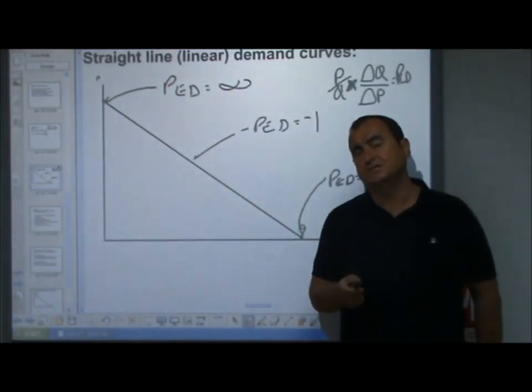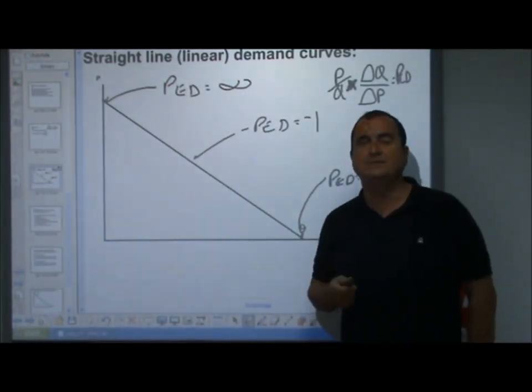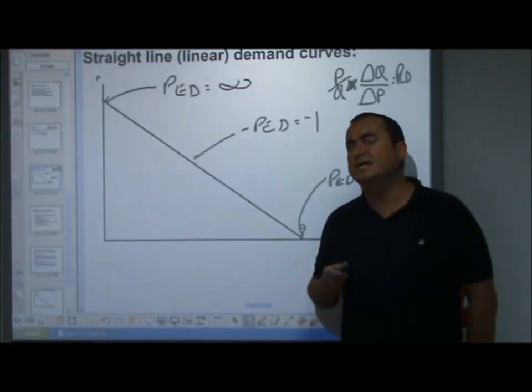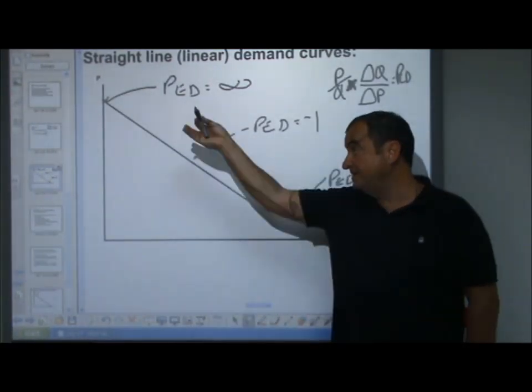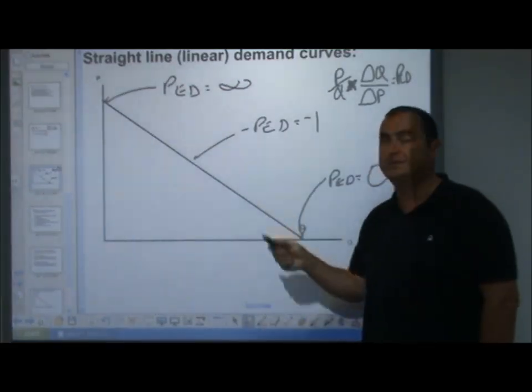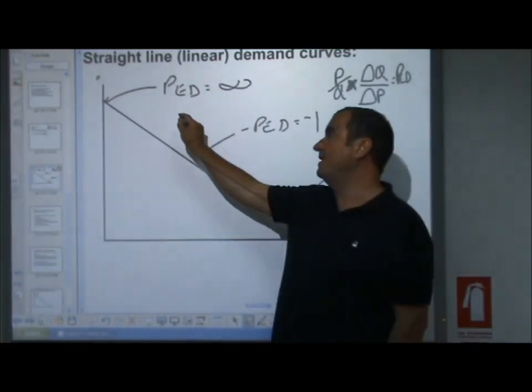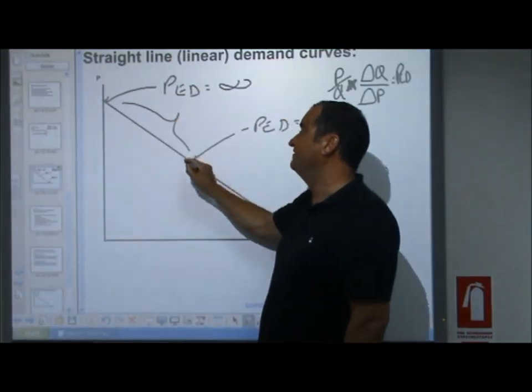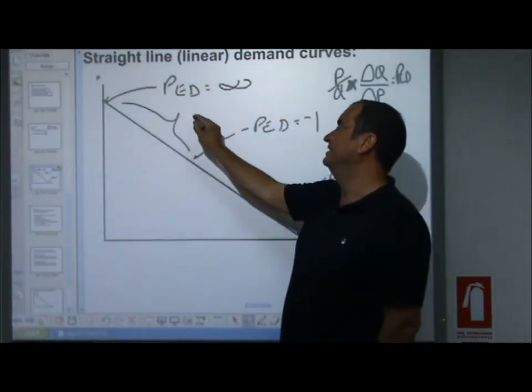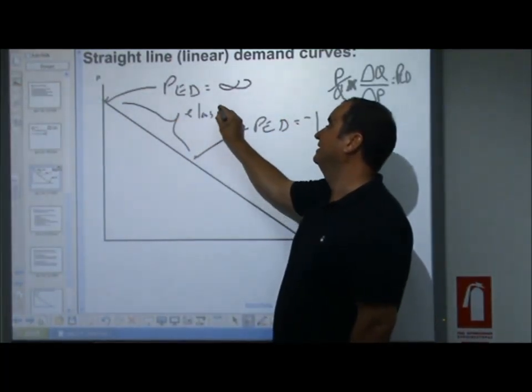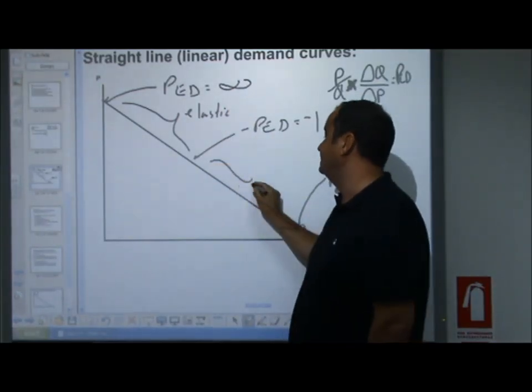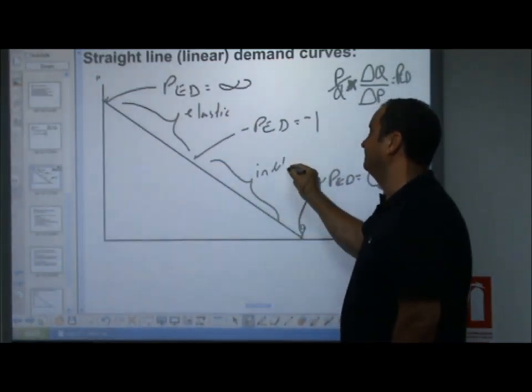So this shows us that on straight line demand curves, elasticity falls from infinity to 0 and is 1 at the midpoint. And it means that the top half of any demand curve is elastic. And the bottom half of any demand curve is inelastic.